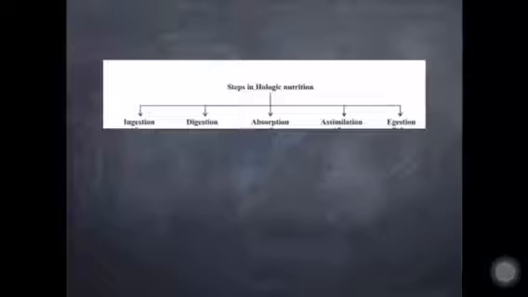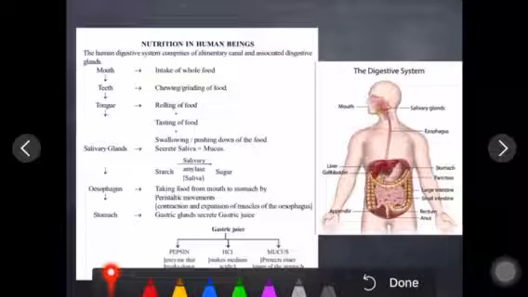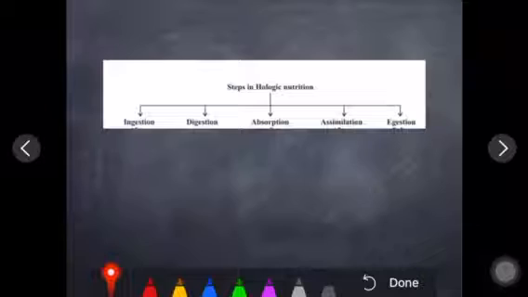Now children, everyone knows about nutrition. The mode of obtaining food is called nutrition, and where the organism obtains food in a complex form and it gets broken down in their body, that is coming under holozoic. Now children, one by one we will see the steps involved under holozoic nutrition.